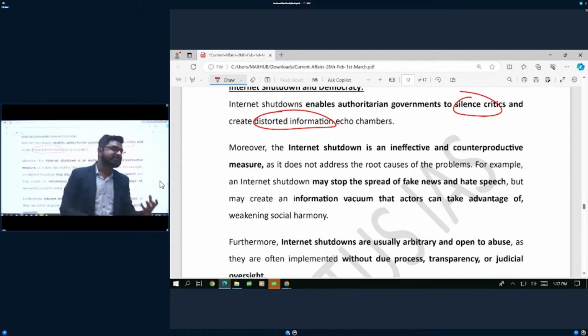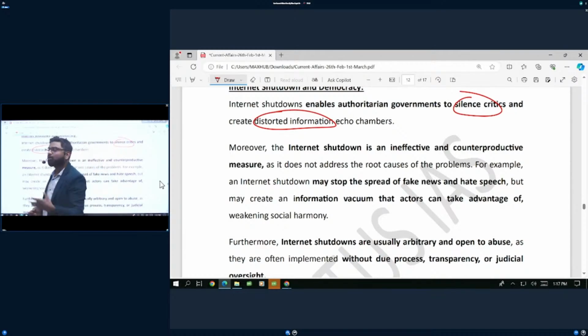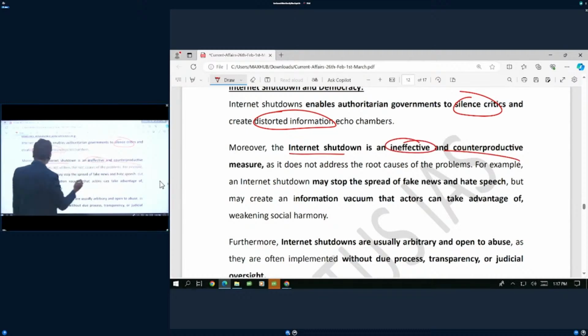And that is the problem we are having. Banning internet is not a wrong thing. It is required, as we see in the Manipur case. But banning internet every time is disastrous. That is the point. Second, internet shutdown is an ineffective and counterproductive measure. हमें लगता है it prevents fake news. नहीं, it promotes fake news.